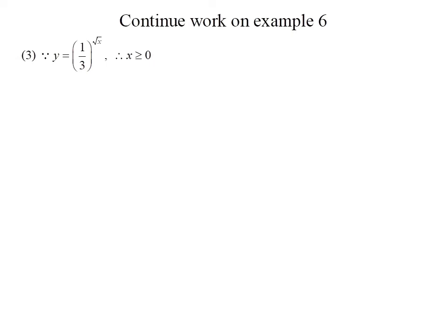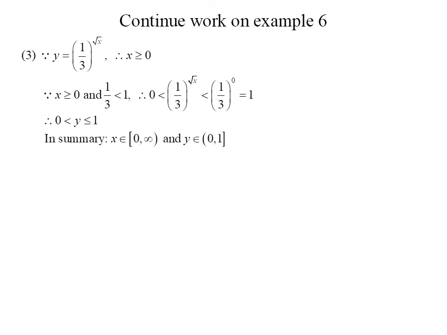Here we continue work on question 3 of example 6. Since the rule of the function is y equals 1/3 raised to the square root of x, the domain of x is obviously greater than or equal to 0. Because the base is 1/3, which is less than 1, the function is a strictly decreasing function. Therefore, the range of the function is between 0 and 1, including the point 1. In summary, the domain of the function is greater than or equal to 0, while the range of this function is greater than 0 and less than or equal to 1.